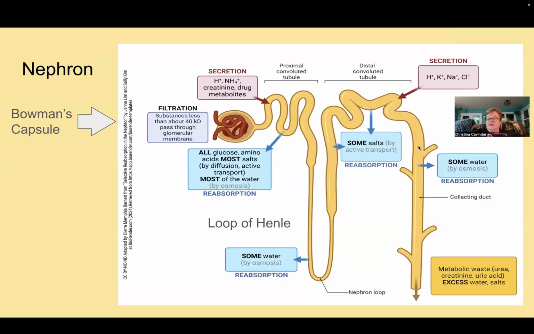And then it comes down here, and this is the collecting duct. The collecting duct then will connect to ureters that go down to the bladder and are excreted. You might have some water reabsorbed here depending on the osmolarity again and whether the body needs the water. So metabolic waste like urea, creatinine, uric acid, excess water, and salts are then removed from the body.